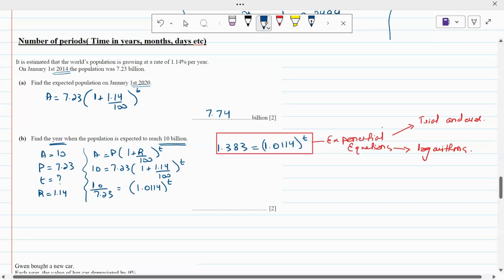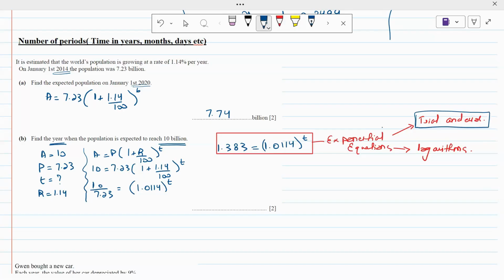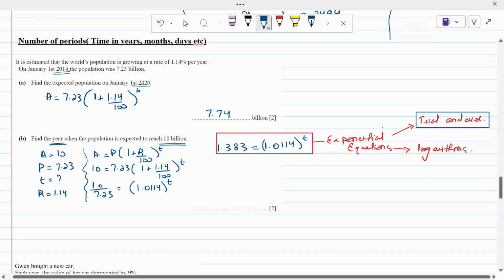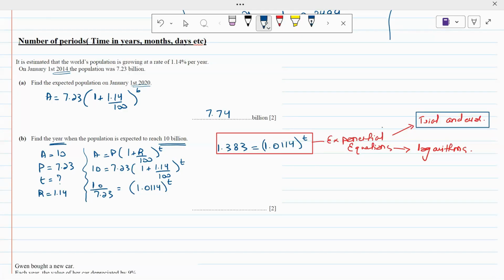So I'm using trial and error. Trial and error means you keep on trying until you reach your required value. You keep on raising this t until you cross this 1.383, applying random values of t so that you may cross 1.383. I'm using the word cross; that means you have to exceed this.